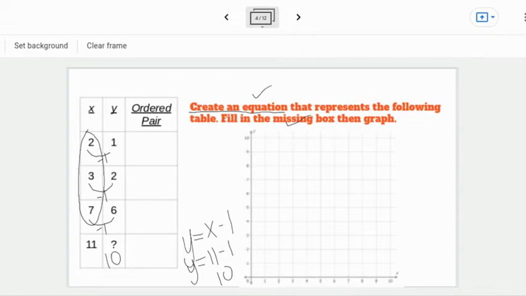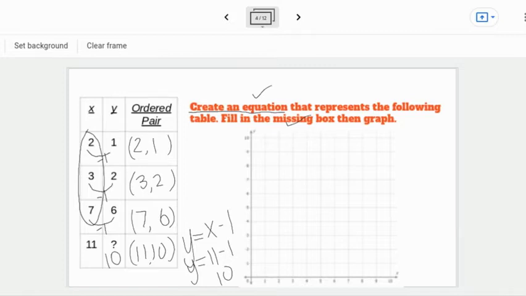Okay, now I want you to pause the video and fill in your chart, turning all of those x's and y's into ordered pairs. When everyone has got that, go ahead and press play again and we'll go through the next step. Okay, so hopefully everybody has done that. So let's just quickly write: x is 2, y is 1; x is 3, y is 2; x is 7, y is 6; x is 11, y is 10.